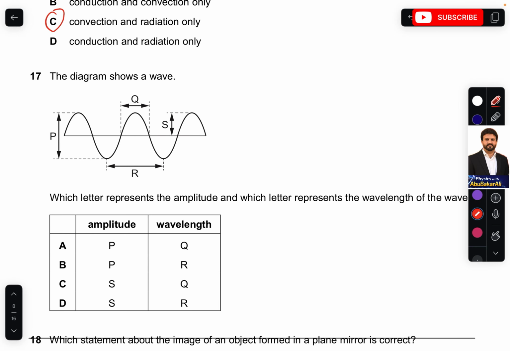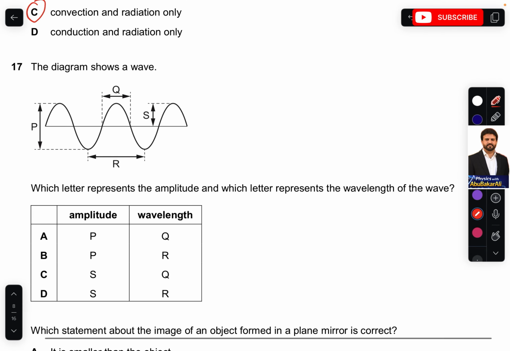Question 17. The diagram shows a wave. Which letter represents the amplitude? Okay, it's very simple. Amplitude is always measured from the center, the normal position. So S is the amplitude. So you can choose between C and D, and you have to tell the wavelength. Wavelength is between two troughs or between two crests. So it is R. So it is D. That is correct. Okay.